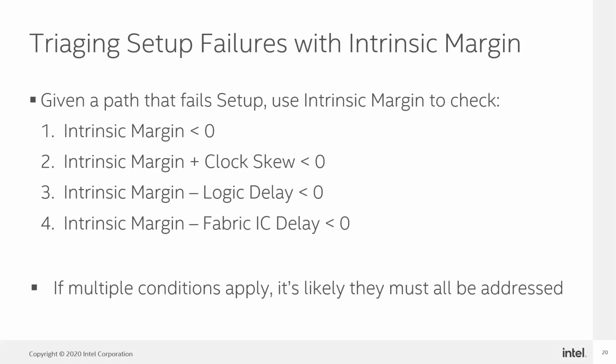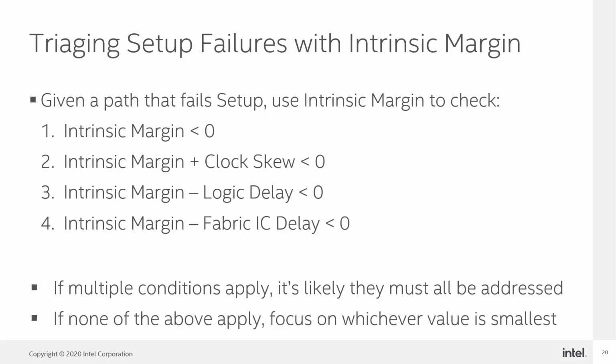Obviously, multiple of these conditions may apply, and if that happens, we can be confident that they all need to be addressed. Every component is being measured independently of the other components, and so we can identify that if, for example, both the fabric interconnect and clock skew are a problem, we have to fix both in order to get this setup transfer passing. And of course, it's possible that none of these conditions apply, that no individual component is enough to cause that path to fail setup. In that case, we just focus on whichever value is the smallest, because that suggests which optimizations will get us the biggest bang for our buck.